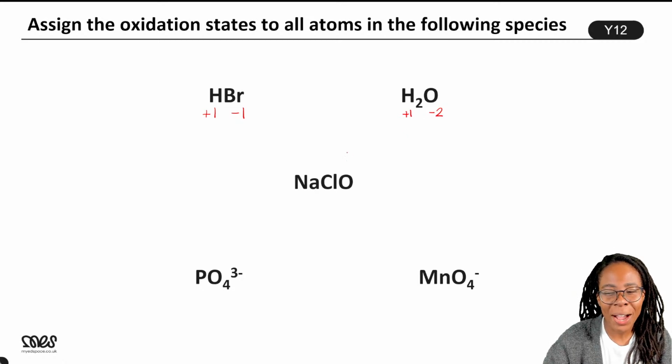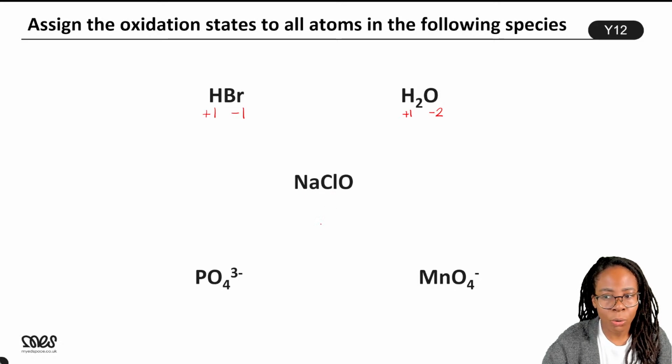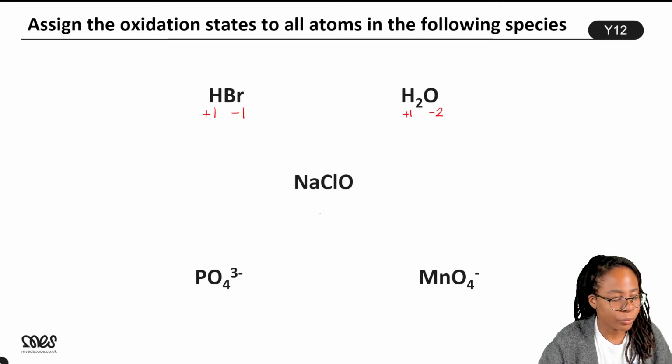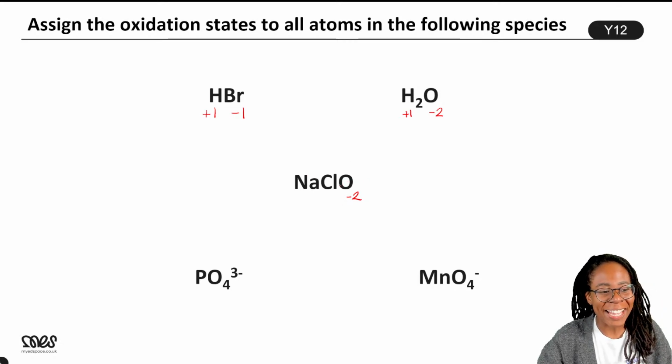Let's go to our sodium chlorate, or one of our sodium chlorates. Lovely, Aman. For NaClO, where could we start? Where could we start? Lovely, Michael. The oxygen we know is going to be -2. Where would we go next?